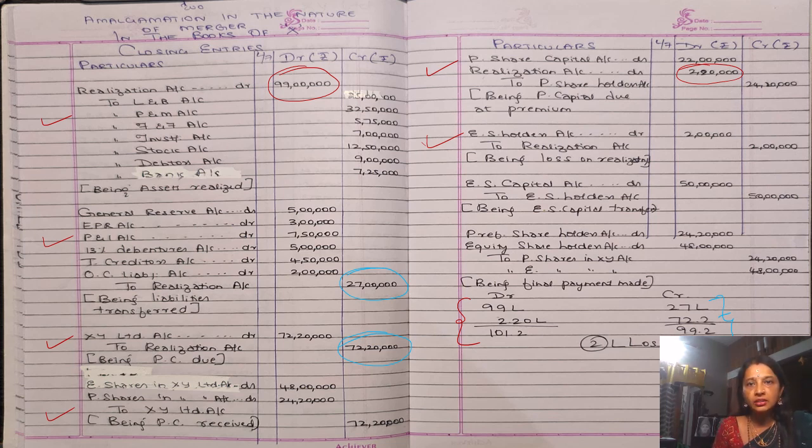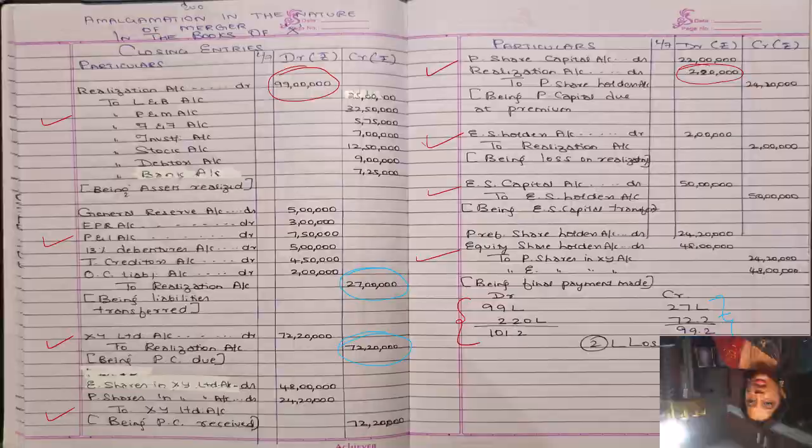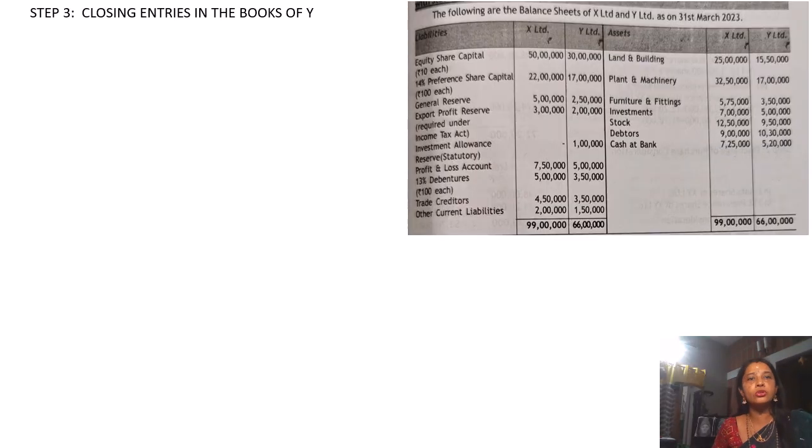And then after calculating the loss, this is equity share capital transferring to equity shareholders account, and then final payment made to equity shareholders and preference shareholders. So these are the entries which you will pass in the books, closing entries in the books of X. Now similarly, we will do closing entries in the books of Y.